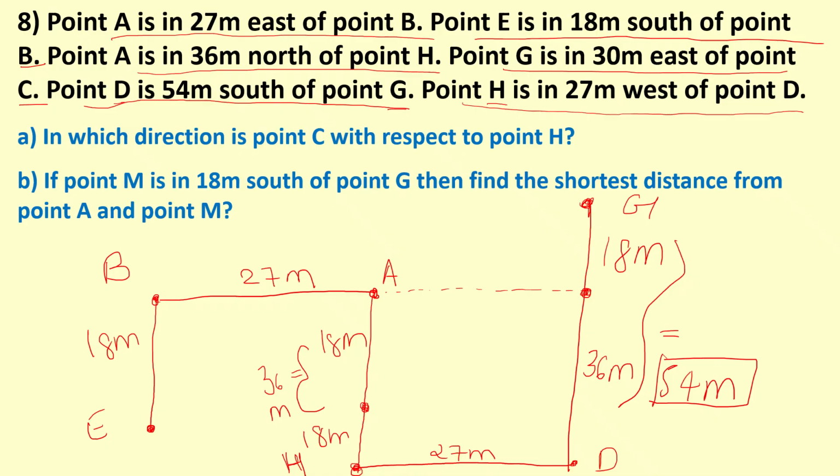Next, point G is 30 meter east of point C. Point G is in west. Okay, 30 meter.